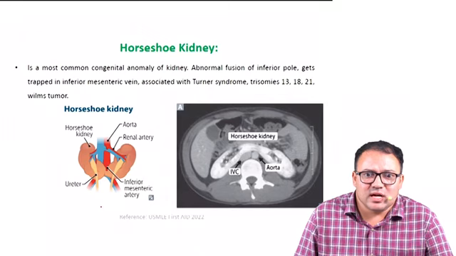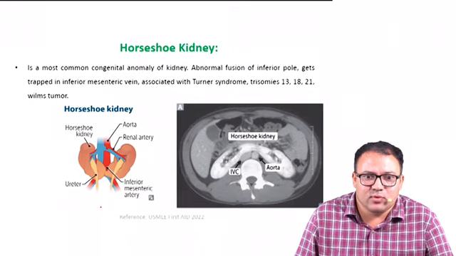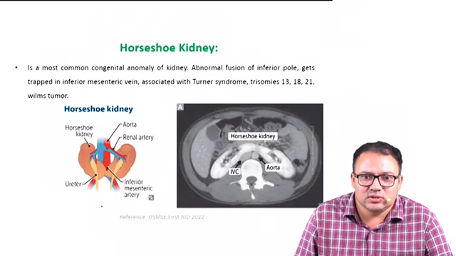Now let's talk about the congenital conditions we face many times in our medical practice. It is horseshoe kidney. It is the most common congenital anomaly of the kidney. Abnormal fusion of the inferior pole, mainly the inferior pole fuses abnormally, gets trapped by the inferior mesenteric artery, which is associated with Turner syndrome, trisomy 13, 18, 21 and also Wilms tumor.